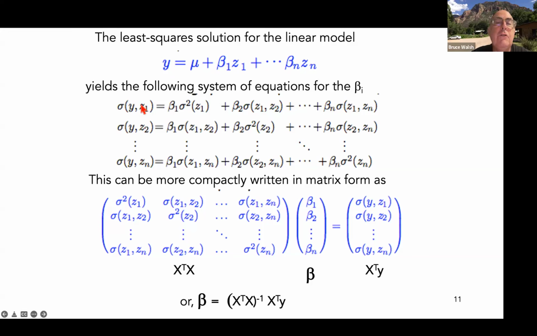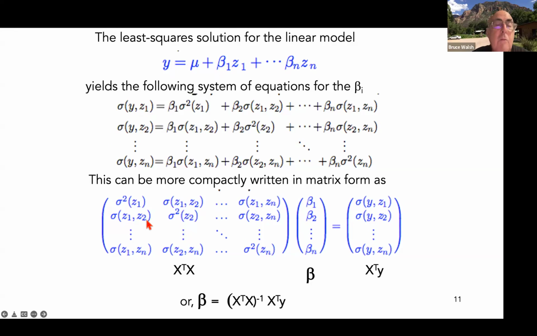Sorry, taking the covariance of y with z1. So you take the covariance of this with z1, you get that expression. Covariance of y with z2, and you get this set of equations. It looks big and messy, but you can write it in this form here. This expression on the left is something we'll see a lot of. It's called a variance covariance matrix.